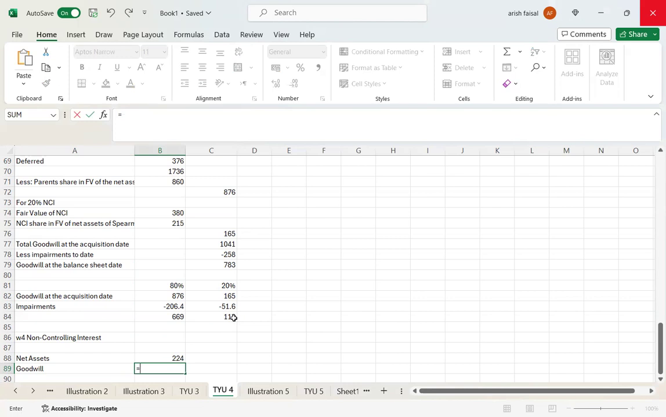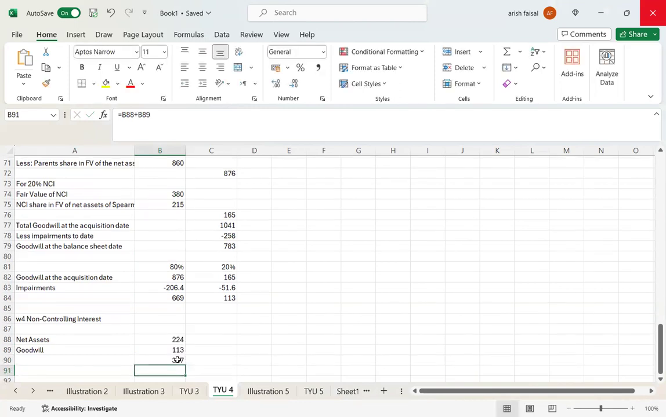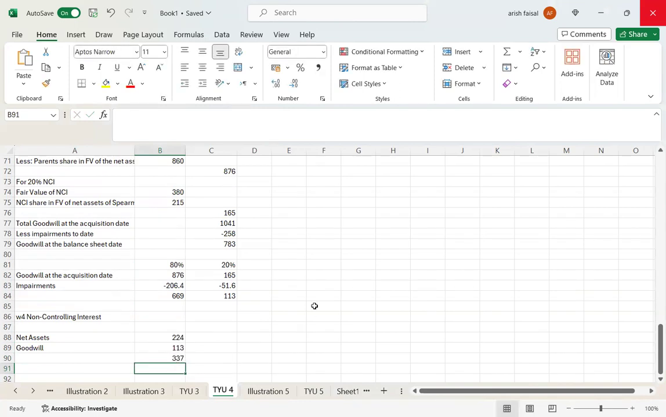Because your workings are set out correctly in a straight manner, you just have to follow the steps, and then you don't have to worry. So 113 here. The total value of the NCI is 224 plus 113. So that makes it up to 337. Okay.